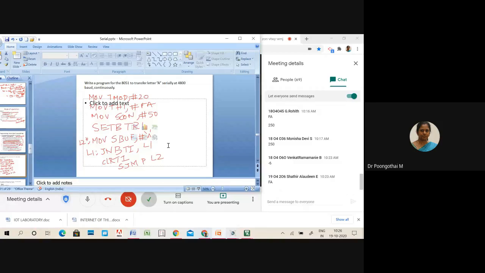Once the transfer is completed, when the character is transferred completely, your TI flag is set to 1. So when TI is set to 1, clear the TI and repeat the process to initiate the next data transfer.